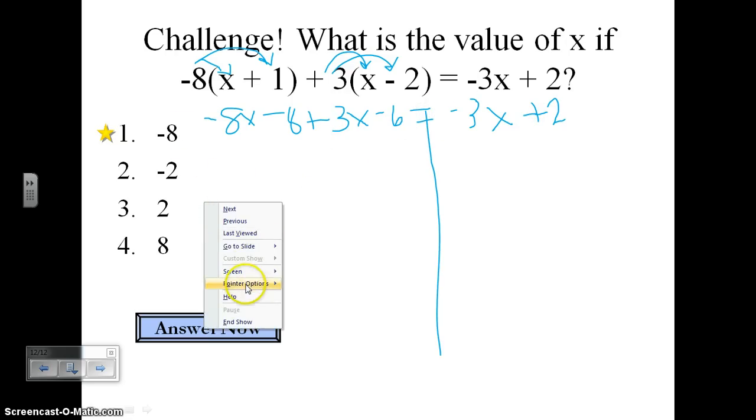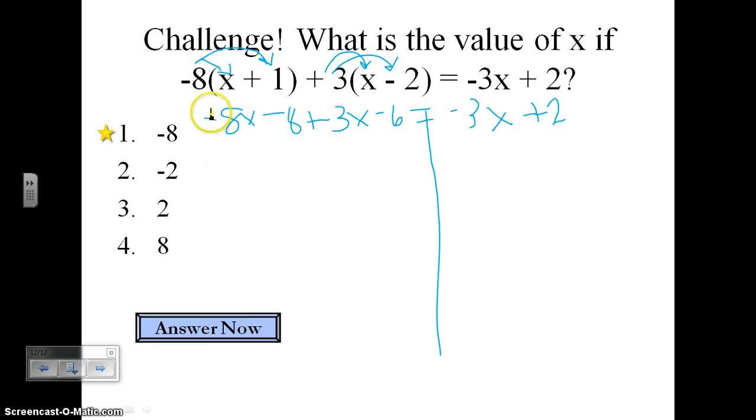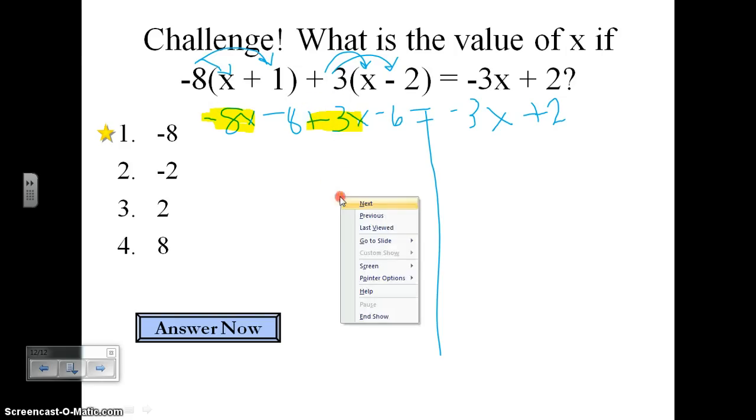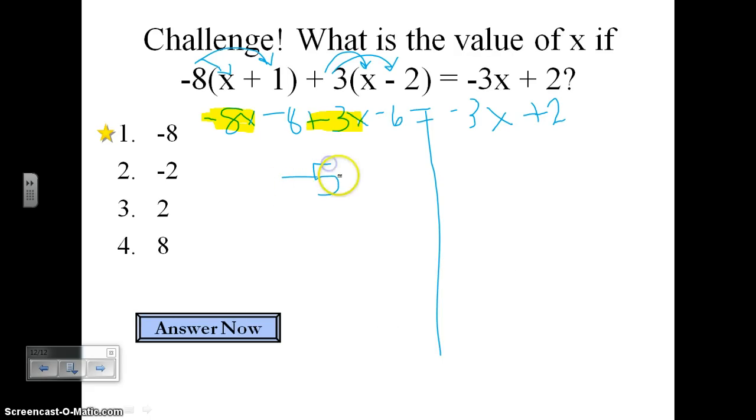Now I'm going to combine my like terms. Over here I have negative 8x and a positive 3x. So that is going to give me a negative 5x. And then my other ones is negative 8x minus 6x, which is going to give me a negative 14 equals negative 3x plus 2.